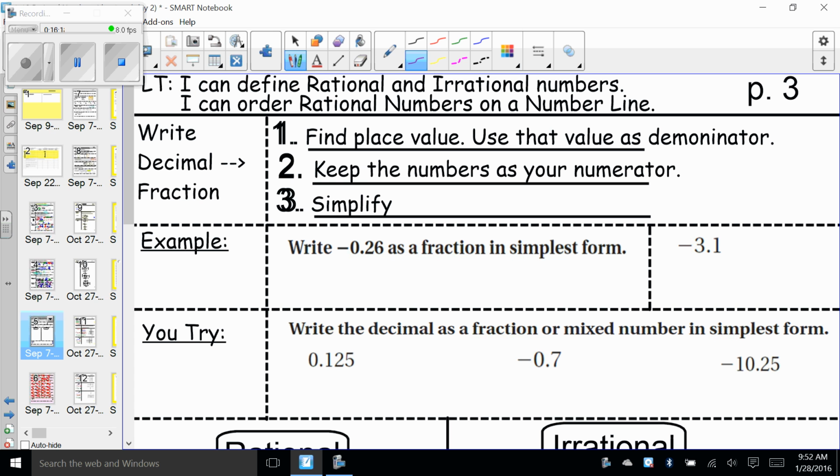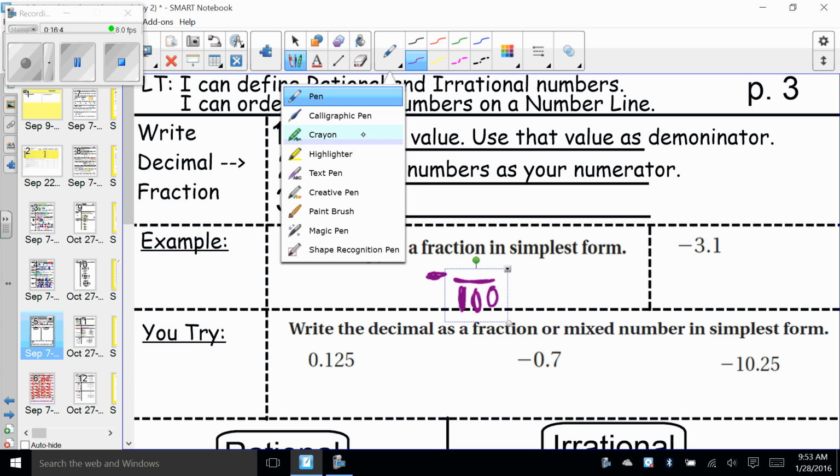Okay, so let's give it a shot. Well, there's a negative out front. We're going to find the place value. The place value here is tenths, where the 2 is, and hundredths, where the 6 is. We're going to use the furthest place value. So the 6 is the number that's furthest to the right. That's our place value then. The 6 is in the hundredth spot. So our denominator becomes the one that's furthest to the right, which is hundredths.